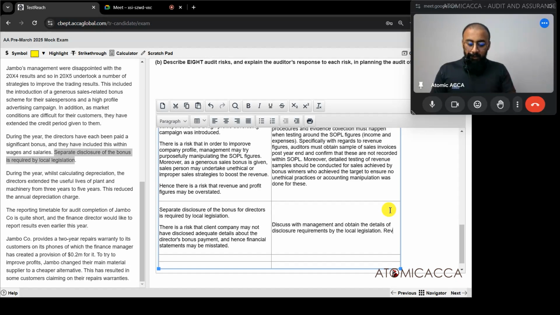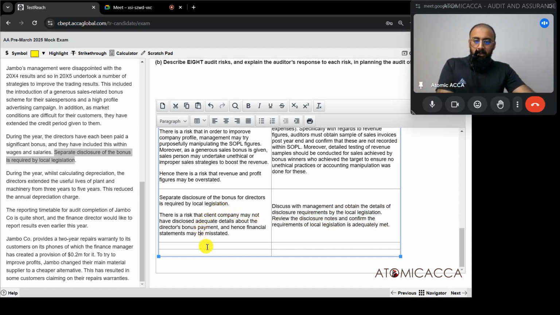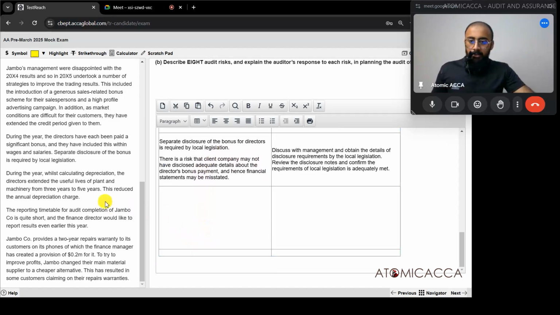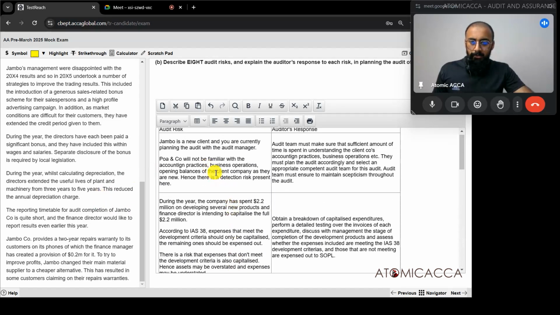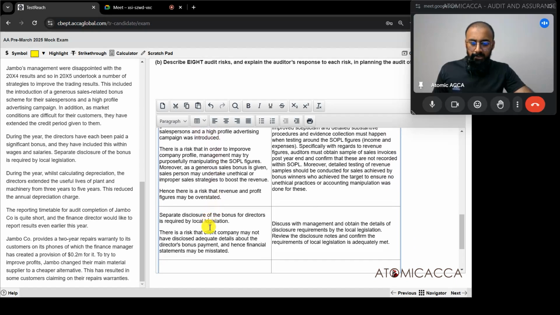Then what I have to do? Review the disclosure notes and confirm the requirements of local legislation are adequately met. Okay. So that is it. So that is over. So we're done with 6. 1, 2, 3, 4, 5, 6. So we need 2 more.